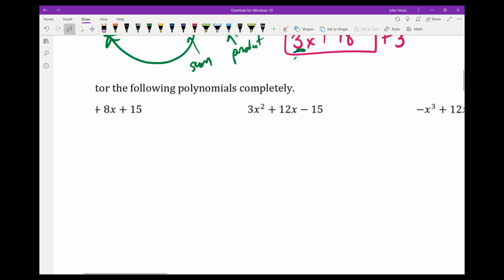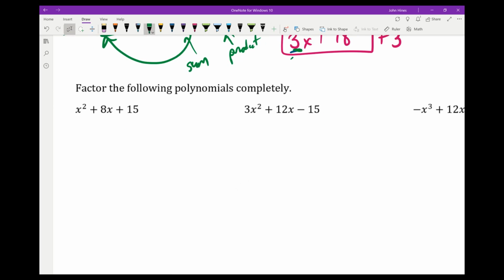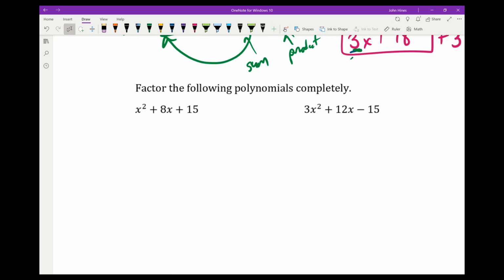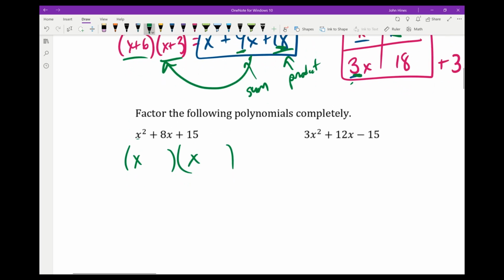Factor the following polynomials completely. So x squared plus 8x plus 15, it's a trinomial. I'm going to make my two sets of parentheses and ask, how can I get x squared? Well, that's x times x. That's the only way to get x squared in my table.